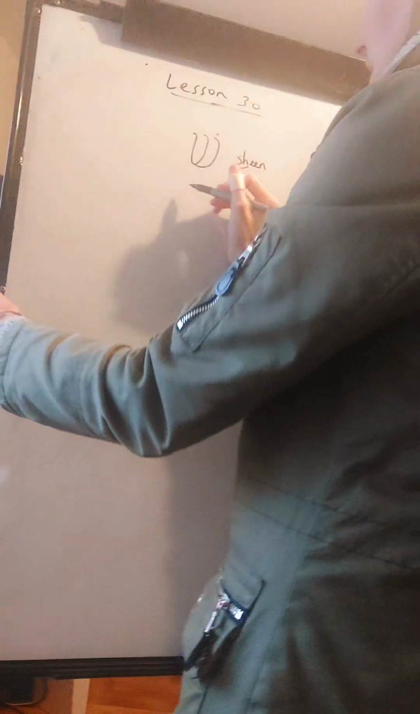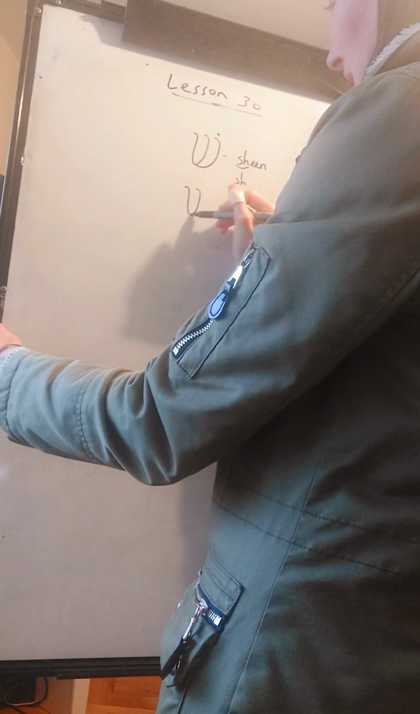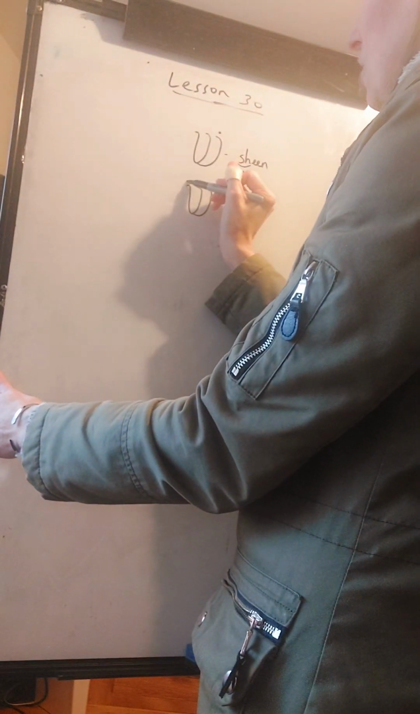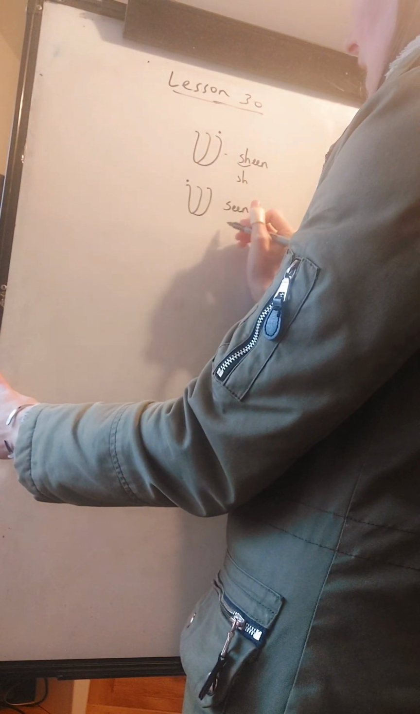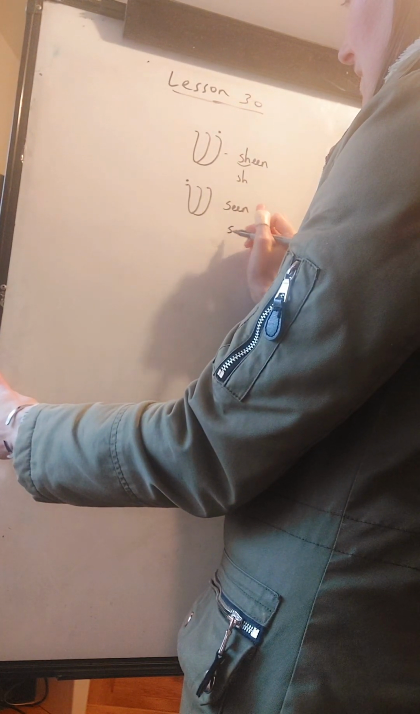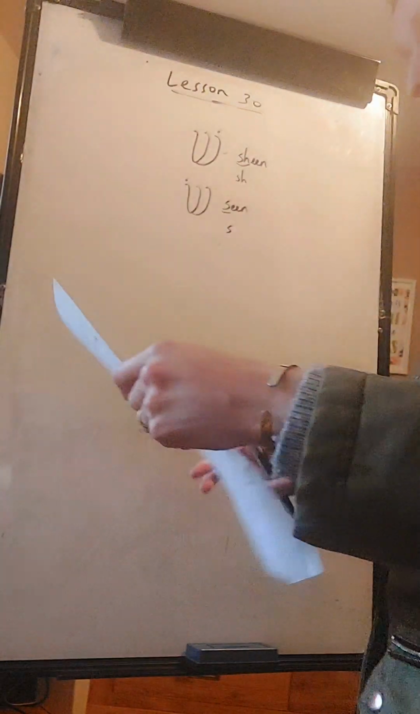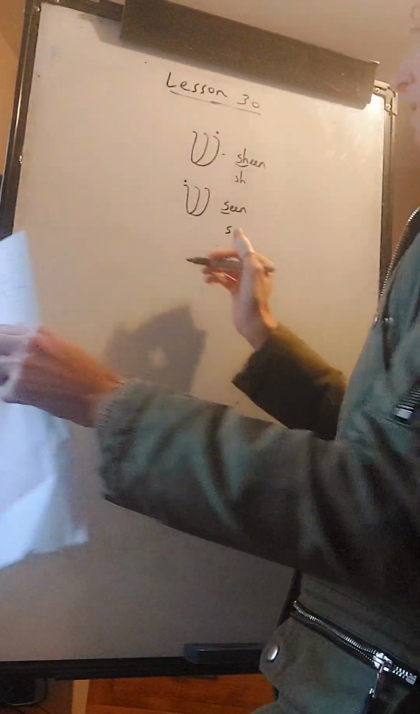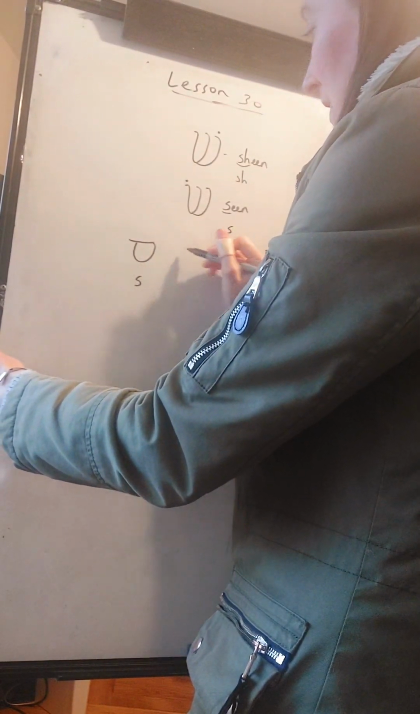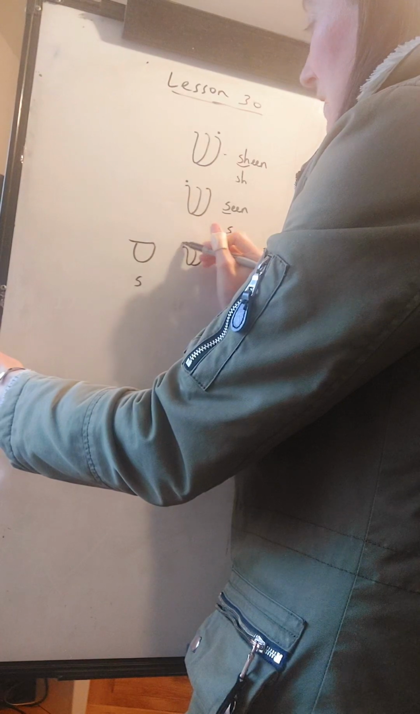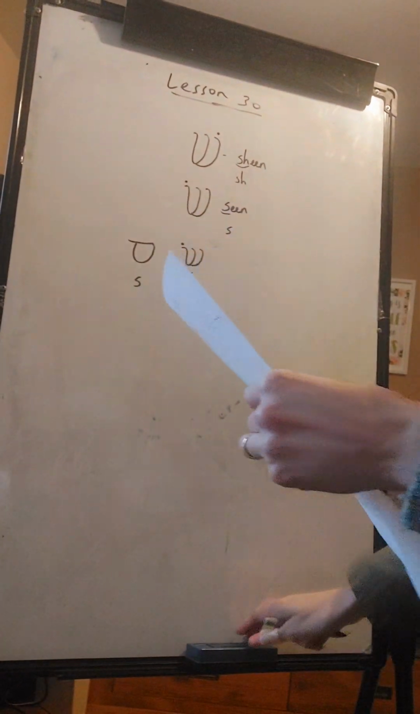So today we're learning exactly the same letter but a different sound. The dot this time is to the left. It's called the seen, and it sounds as s. Okay, now we have two consonants that have the same sound, the samech, which sounds as s, and the seen, which sounds as s. So they sound exactly the same.